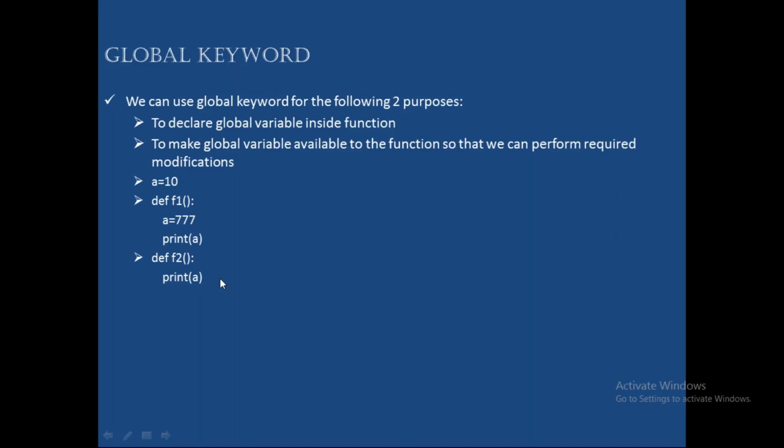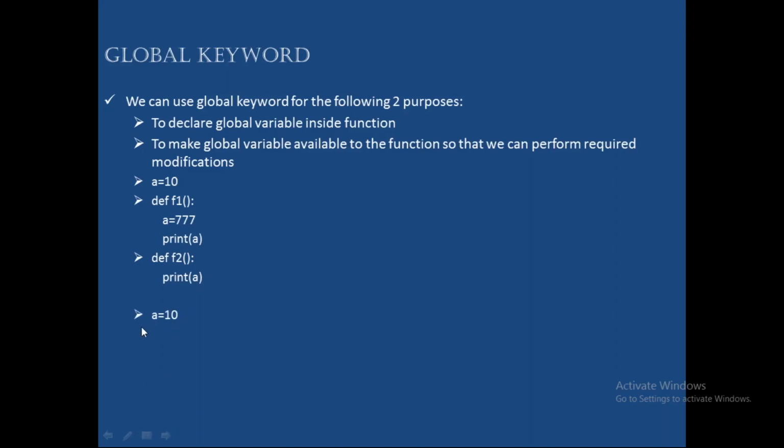Always I will tell you one clue: local values will get the preference. If you go for studies from India to abroad, native people will get the highest preference over outside people, isn't it? In the same way, here also local values get the highest preference. So first it will print 777, second one will print 10. Correct. So this will be 777, this will be 10.